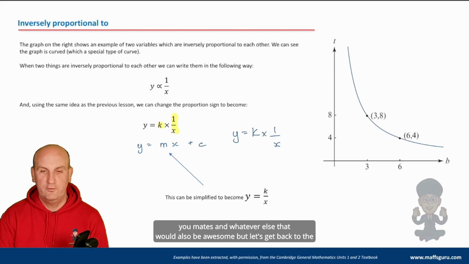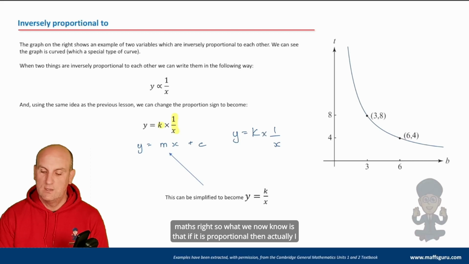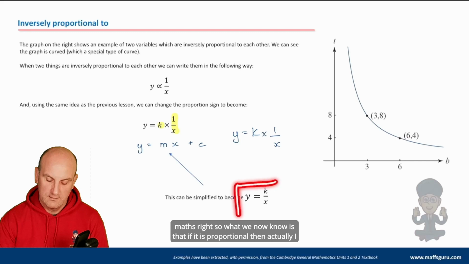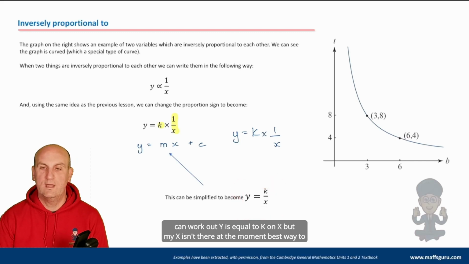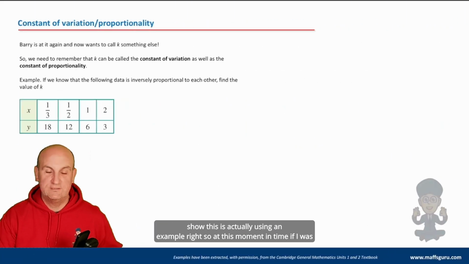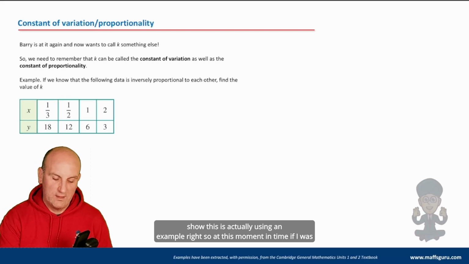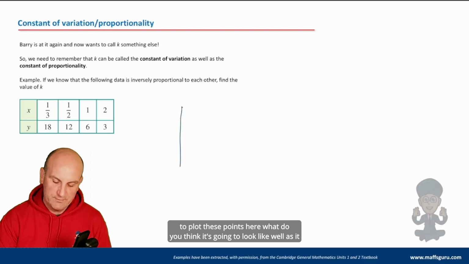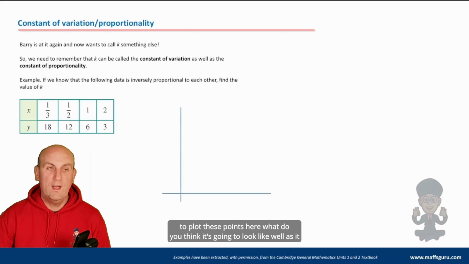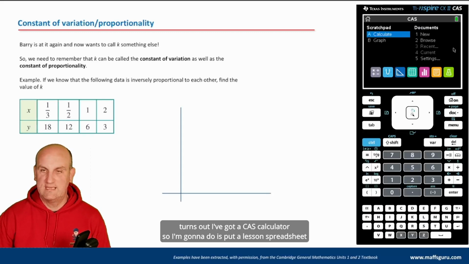But let's get back to the maths. Right. So what we now know is that if it is proportional, then actually I can work out Y is equal to K on X. But my X isn't there at the moment. Best way to show this is actually using an example, right? So at this moment in time, if I was to plot these points here, what do you think it's going to look like? Well, as it turns out, I've got a CAS calculator.